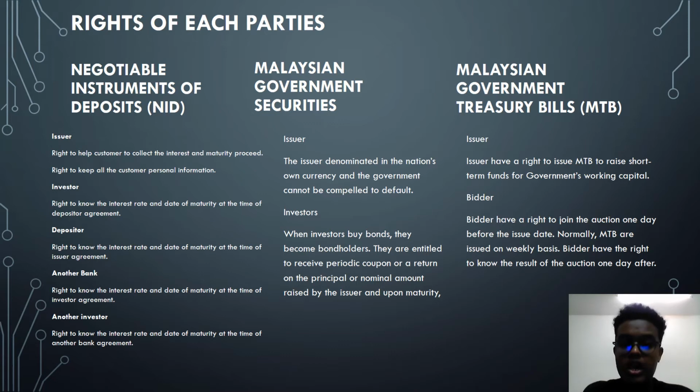For Malaysian government treasury bills, the issuer has a right to issue MTB to raise short-term funds for the government's working capital, and the bidder has a right to join the auction one day before the issue date. Normally, MTB are issued on a weekly basis. Bidders have the right to know the result of the auction the day after.